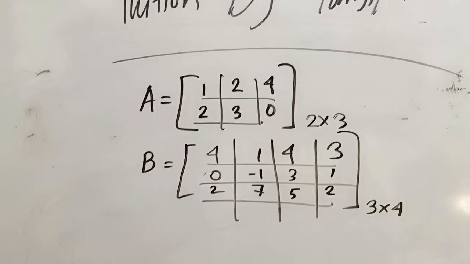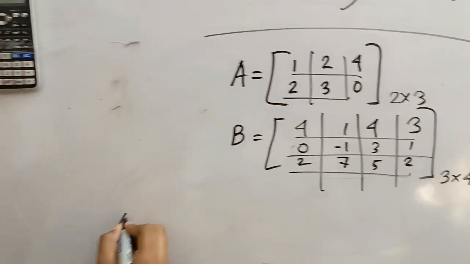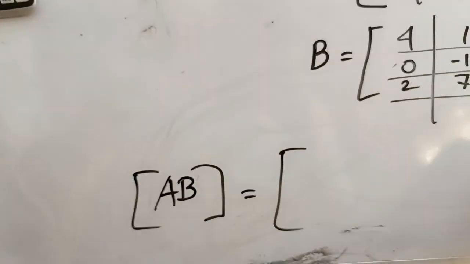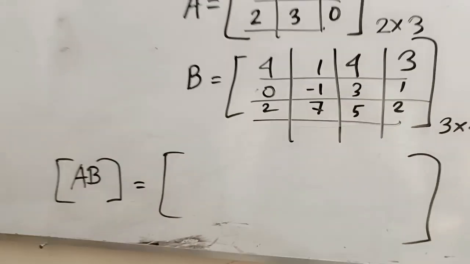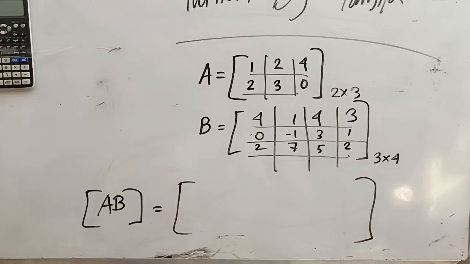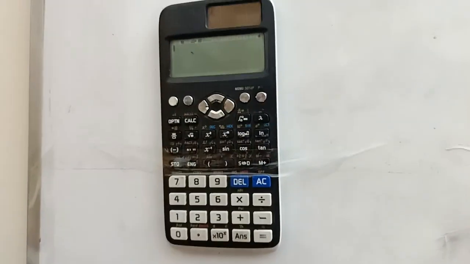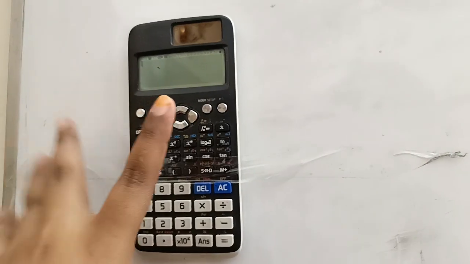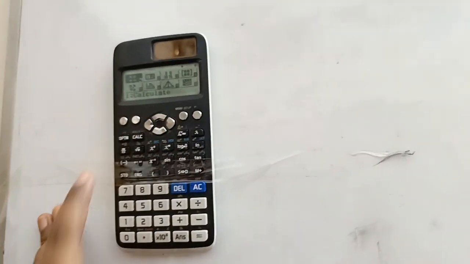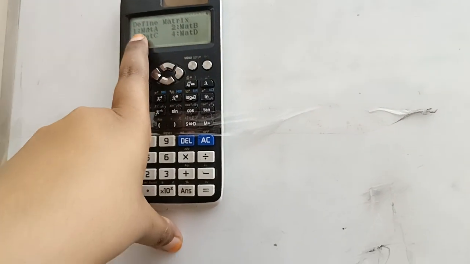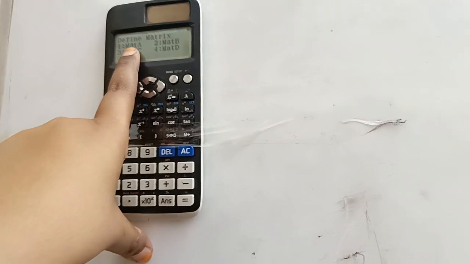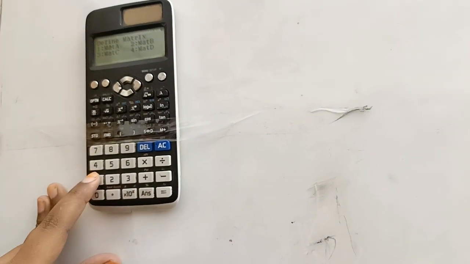So now let's get started. We have to find AB equals what? By using a calculator we are going to determine this multiplication result. At first switch on the calculator, then go to menu, then go to option 4 matrix, then select option A, which is option number 1.